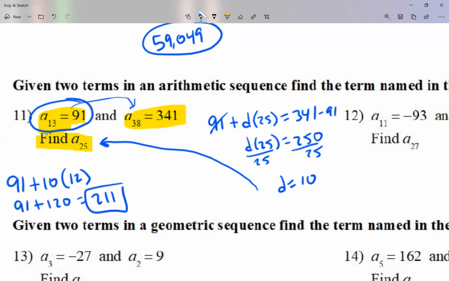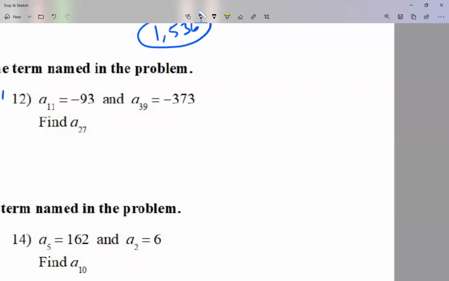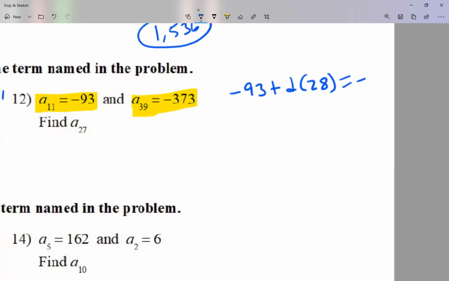Cool. Let's do another one. I have the 11th number on the list. I have the 39th number on the list. So with negative 93 plus the difference, let's see, from 11 to 39, isn't that 28 times? Is equal to negative 373.